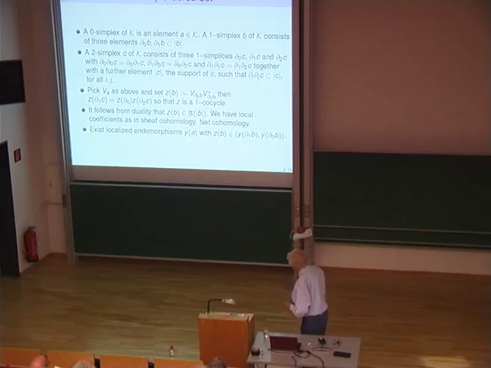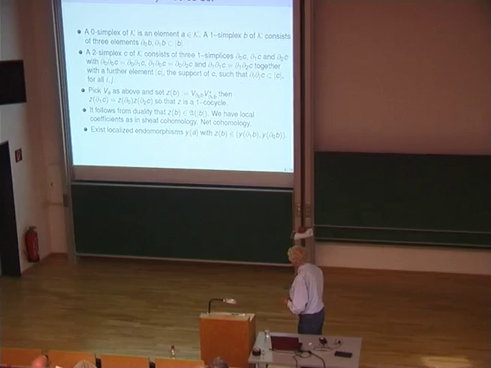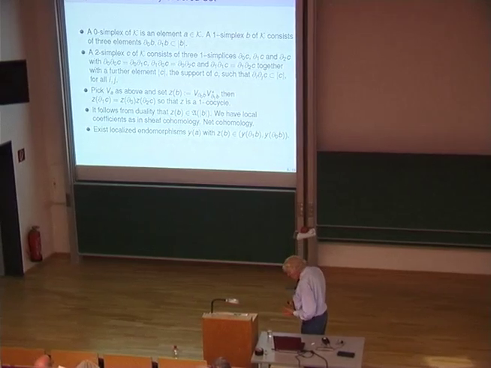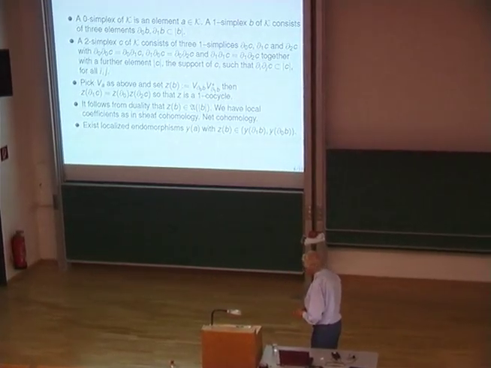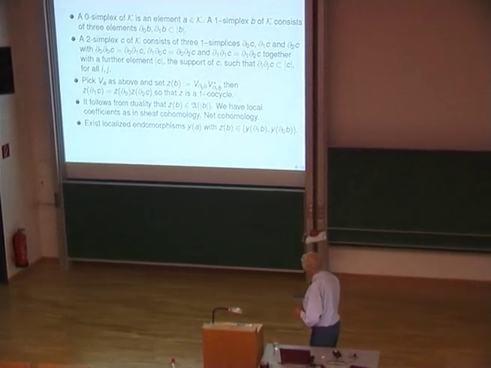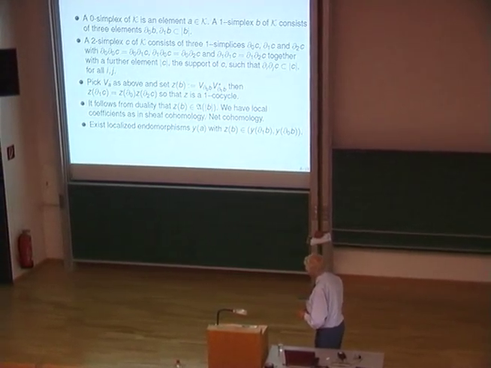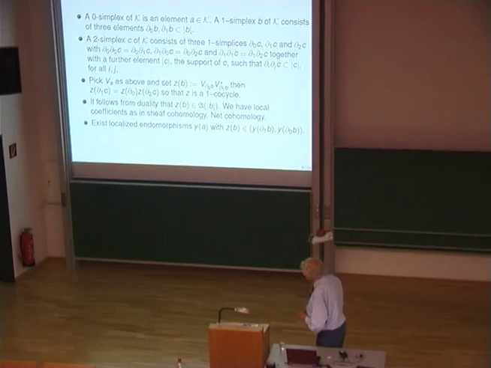And it follows from duality that Z of B is an element of the local algebra A of the support of B. So this is a cohomology which is a little bit more complicated than the cohomology I started with, because it has local coefficients, as does sheaf cohomology. And this type of cohomology I have called net cohomology.